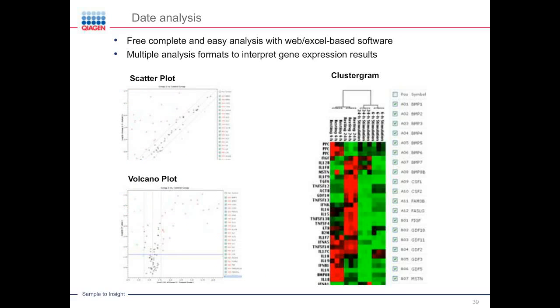For the data analysis, once you have detected these microbes, you can also detect these transcripts. Once you're done with the array, how do you analyze the data? We also offer you a very complete and easy web-based Excel software. You take the data, upload it, and you can get these plots within 15 minutes. You can get scatter plot, volcano plot, clustergram, and these are all web-based data analysis tools that are easily available, and you can just use them and get your publication-ready graphs within like 15, 20 minutes.